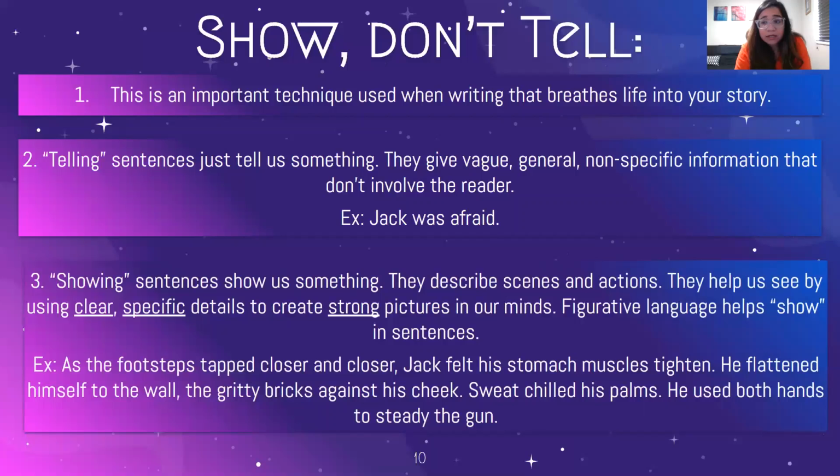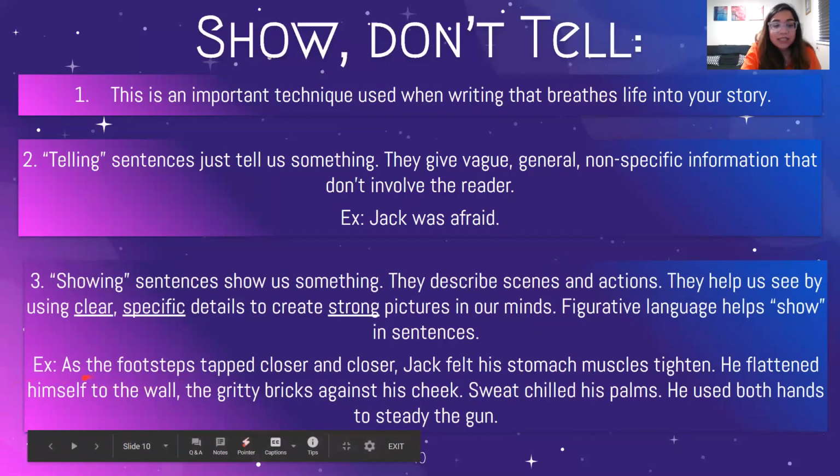Jack was afraid, okay, is he afraid of spiders? Is he afraid of lizards, which I'm terrified of? Is he afraid of disappointing his parents? No, Jack is afraid because clearly he's in a situation that he doesn't want to be in, right? As the footsteps tapped closer and closer. So somebody's there that Jack doesn't want to be there, right? Jack felt his stomach muscles tighten. So now we know it's showing us that he's afraid.